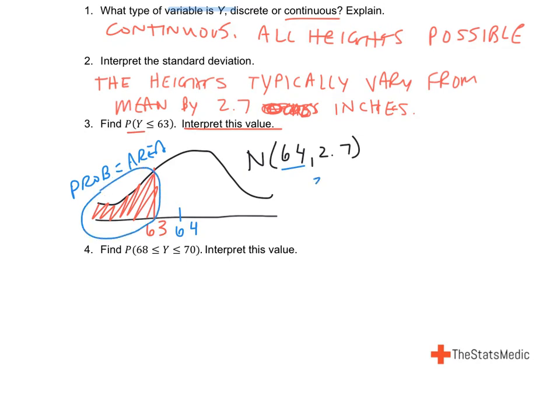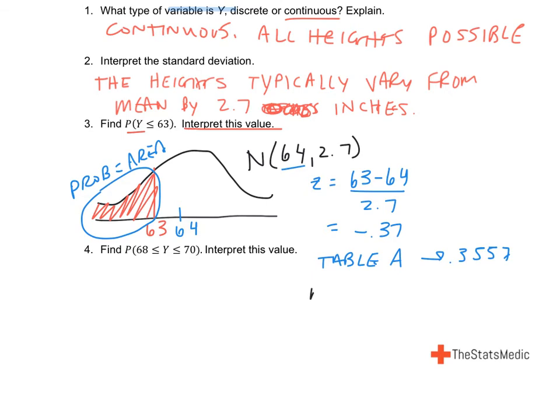We could use the z-score. So that would be our value minus our mean over our standard deviation to give us a z-score of negative 0.37. If we go to table A, that would give us 0.3557.